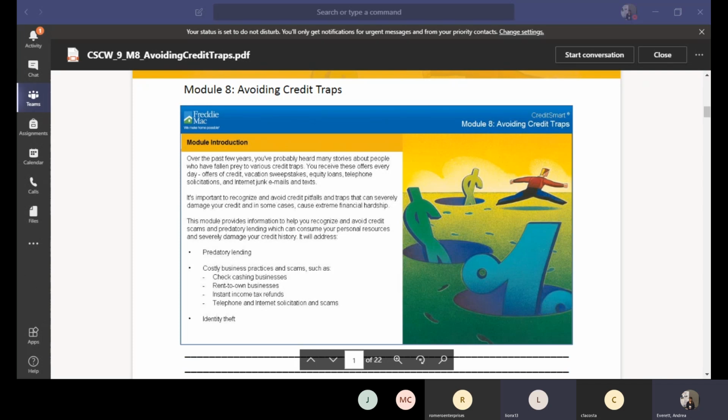Great. Okay, so the first module topic is predatory lending and what is it? The second we'll cover is costly business practices and scams. The third will be identity theft, what is it? And then home equity loans. I'm just talking, but we're on the first module introduction. And then prepayment penalty terms.